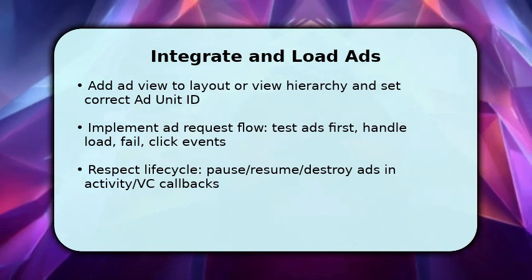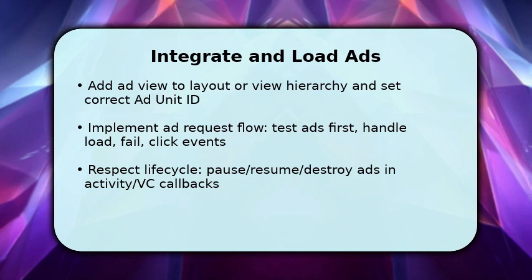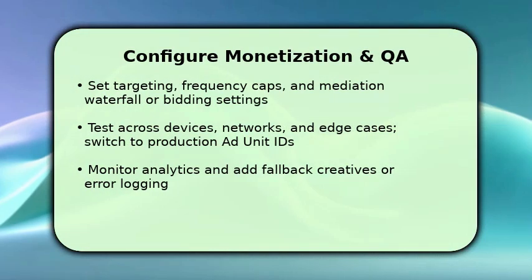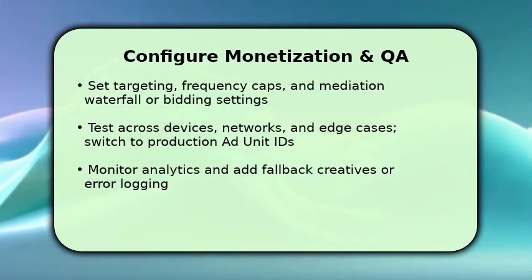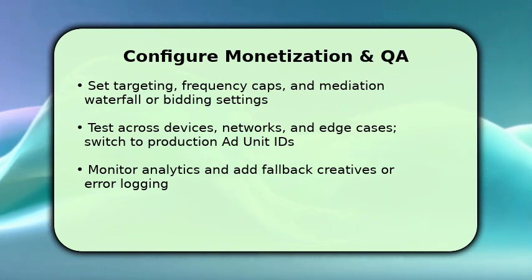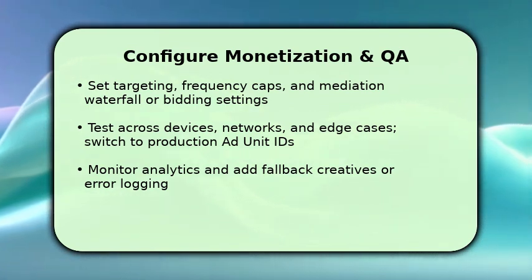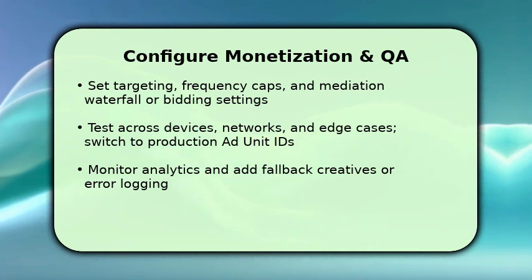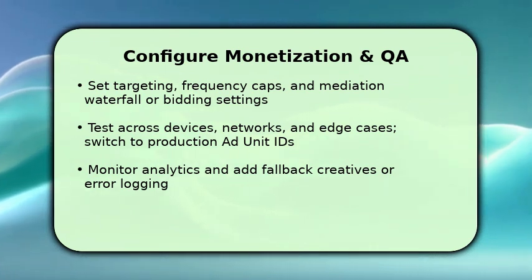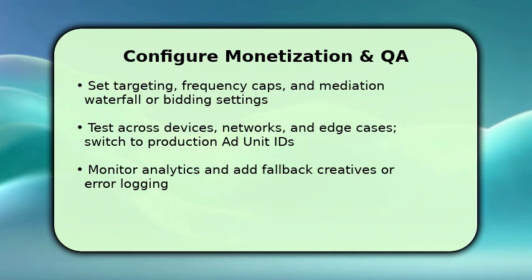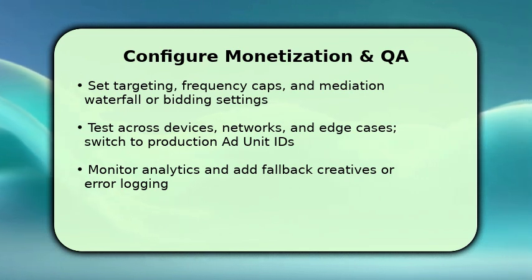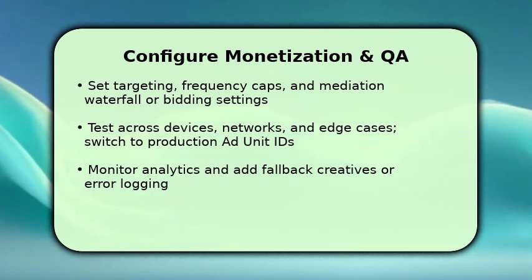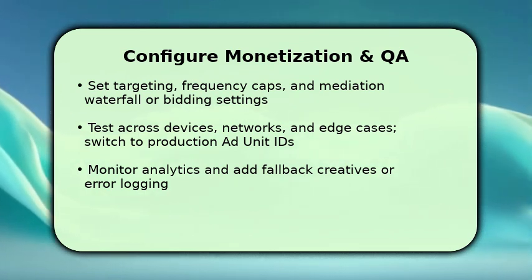You finish by configuring monetization. Set targeting, frequency caps, and mediation or bidding settings in the dashboard so revenue and UX balance. Run comprehensive QA across device types, orientations, and network conditions, then replace test ID with production ad unit ID when stable. Monitor analytics and error logs post-release to spot low fill rates or SDK errors. If something breaks, check Logcat or Device Console first. Switching to test ads and reviewing initialization order usually exposes the root cause.